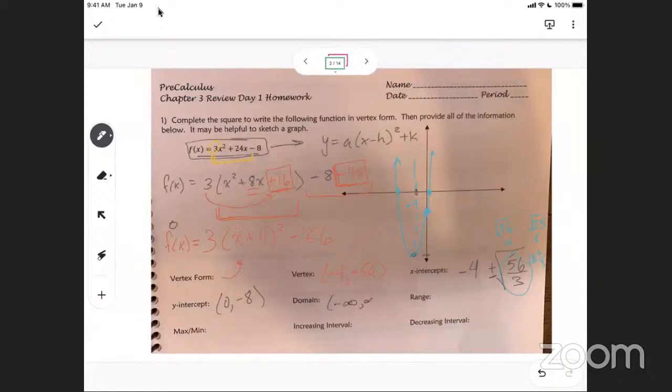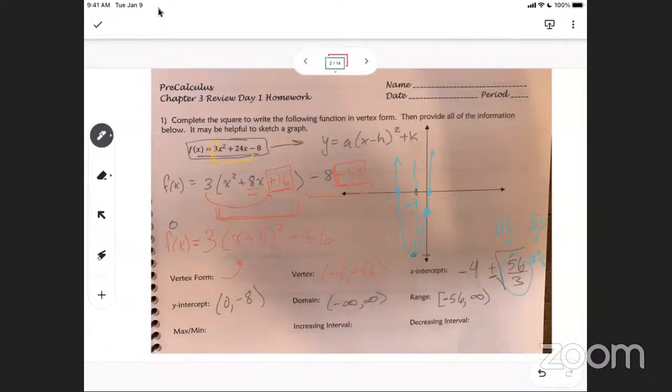And how about the range? Do a horizontal line scan from bottom to top. When is it going to touch it? It's not touching it until where? Nope, that's these points here. That's the y coordinate of your vertex, right? So it's -56. It touches at -56, and then it touches it everywhere above that.